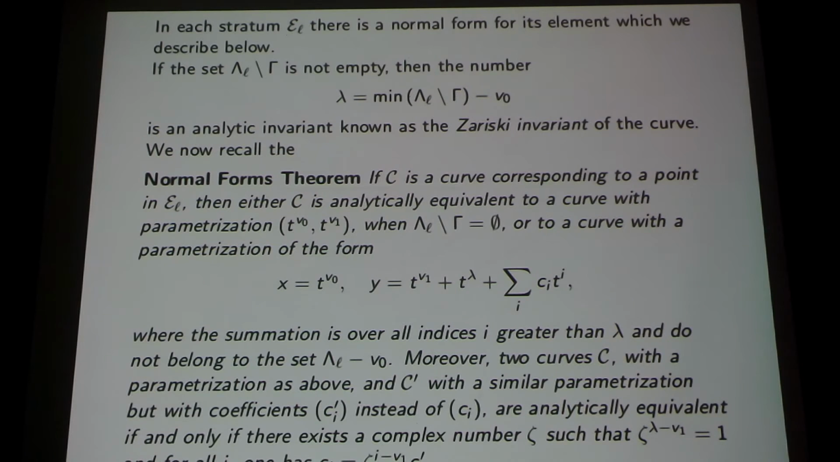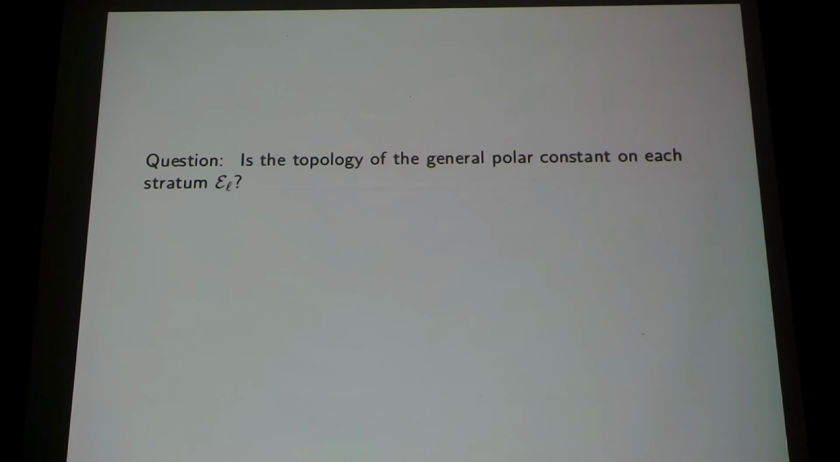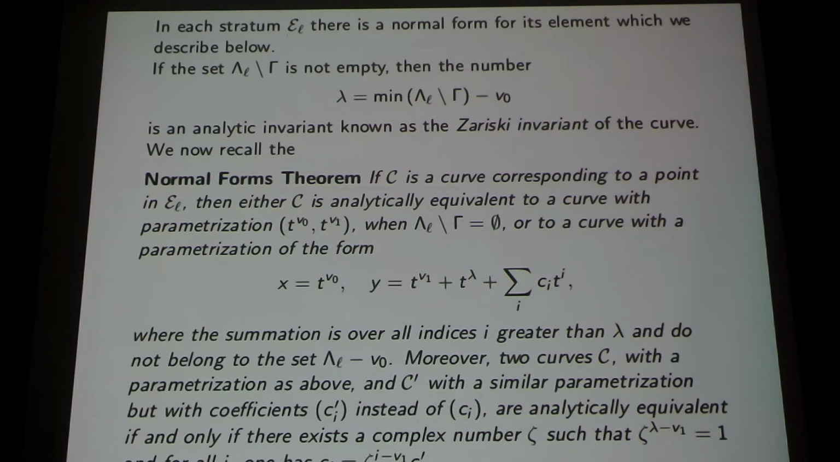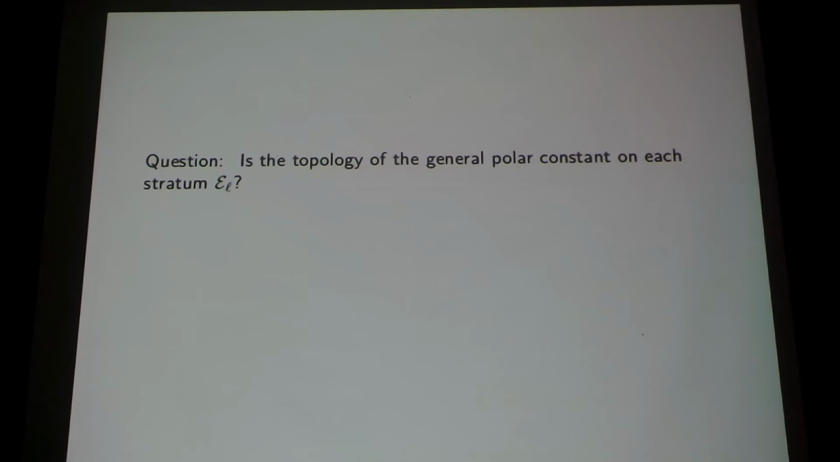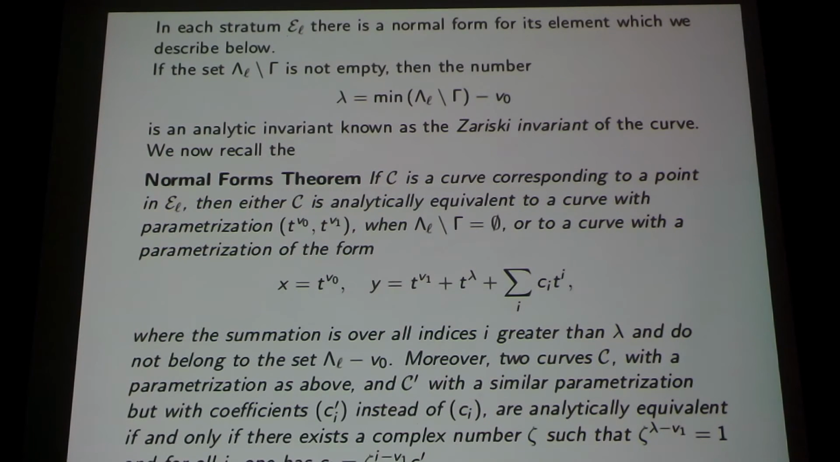Now, recall the normal forms theorem, which says that if C is a curve corresponding to a point in E_L, then either C is analytically equivalent to a curve with parameterization (t^v0, t^v1), which is a monomial curve, when the set Λ_L minus Γ is empty, or to a curve with a parameterization of this form, where you have t^λ.